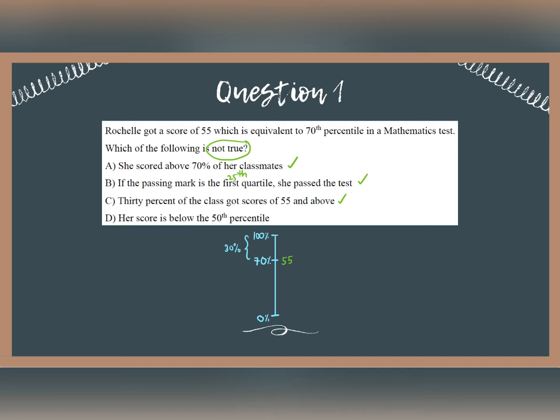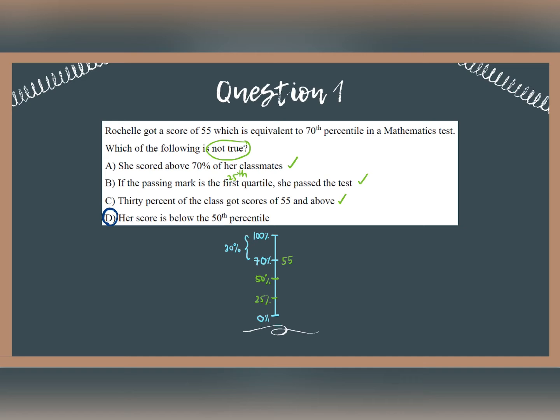And her score is below the 50th percentile. The 50th percentile is half, right? Let's say it's here. So this one is wrong already. Here I put the 50th percentile, and earlier there was the 25th percentile. So this D, when it says below, is wrong. It should be above the 50th percentile. So the answer should be D.